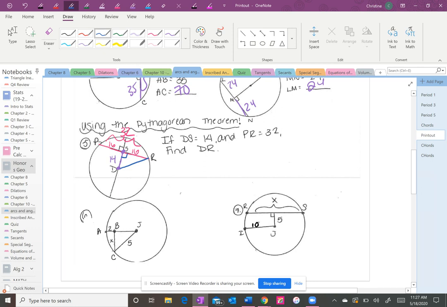However, it also makes a right triangle, and it makes a right triangle with legs of 14 and 16, and I'm looking for its length, and so I can just use good old Pythag. 14 squared plus 16 squared equals something squared. I don't know what that is. What is this? 196 and 256. Let me just double check. Not the best at math.